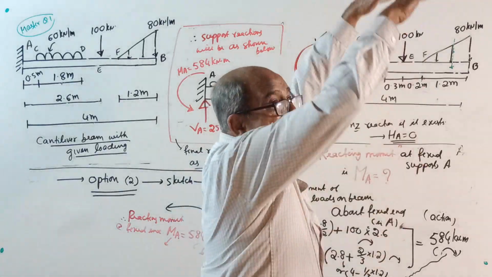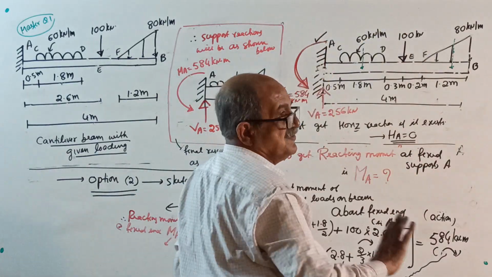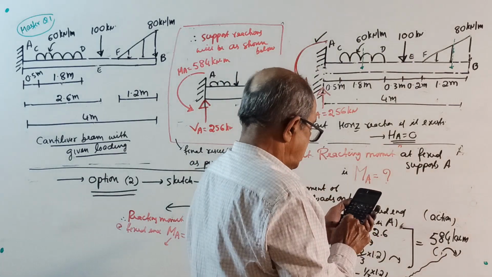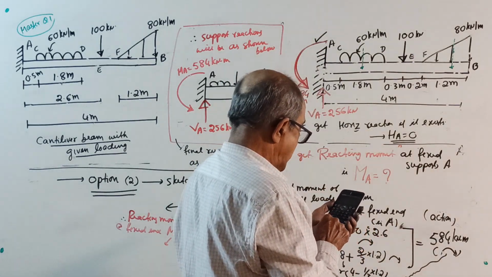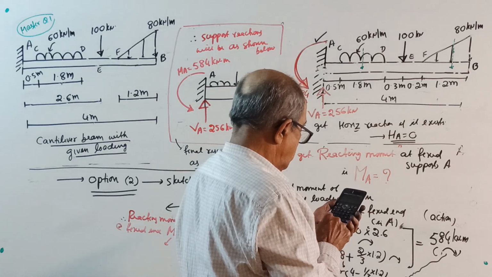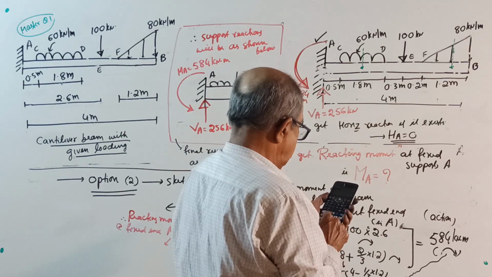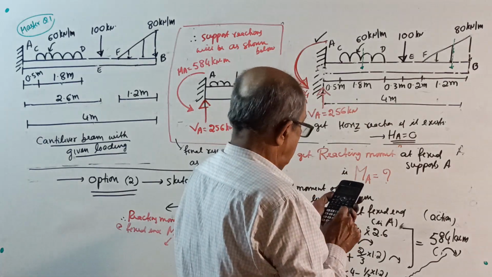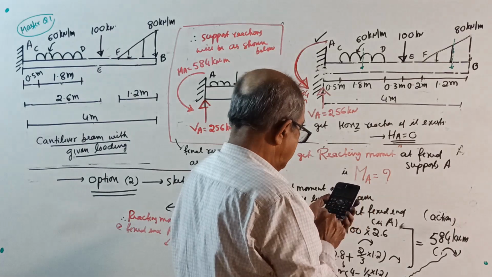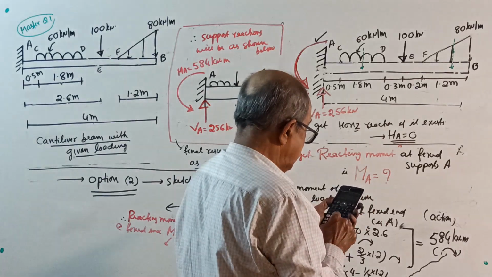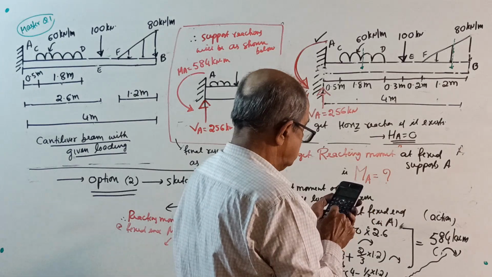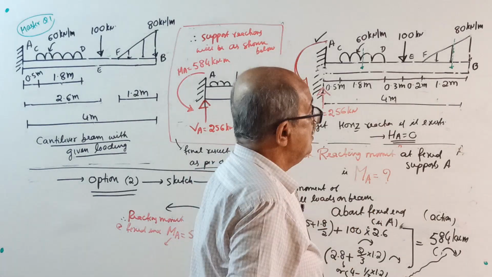256 down, up 256 over. Moment about A: 60 into 1.8 into bracket 0.5 plus 1.8 divided by 2, plus 100 into 2.6, plus half into 1.2 into 80 into, I'll do from that side, 4 minus 1 by 3 of 1.2, close the bracket, 584 kilonewton meter.